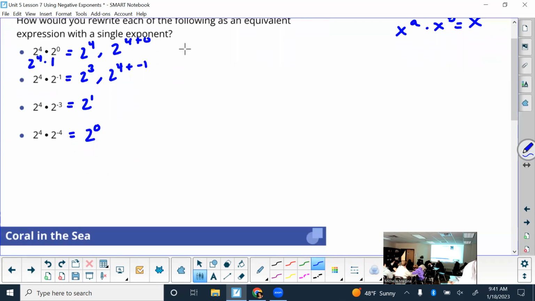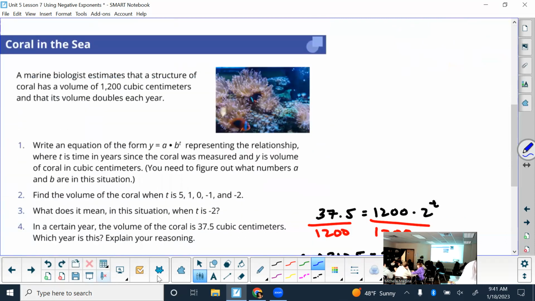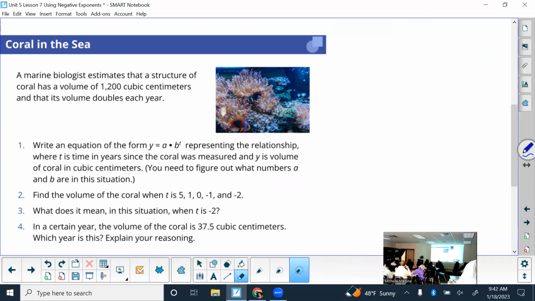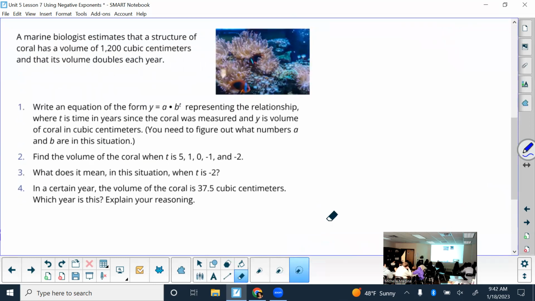All right, so then moving on to the activity. Now there's a lot of words here. You don't need to write every single word down. Just again, the important parts. So we have a marine biologist who estimates that a structure of coral has a volume of 1,200 cubic centimeters, and that its volume doubles each year.